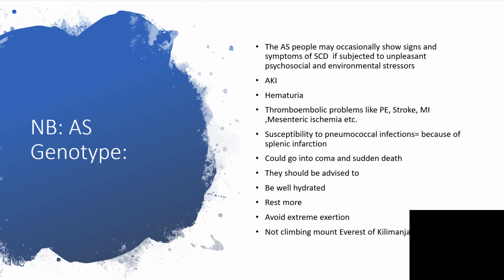For example, they could come down with hematuria, acute kidney injury, thromboembolic problems like pulmonary embolism, stroke, myocardial infarction, mesenteric ischemia, and so on. Susceptibility to pneumococcal infections is also possible because of the probability of splenic infarction. They could also go into coma, and they may also have sudden death.